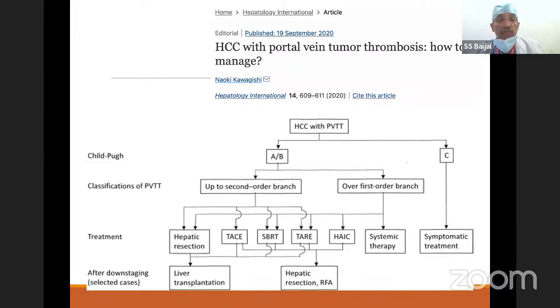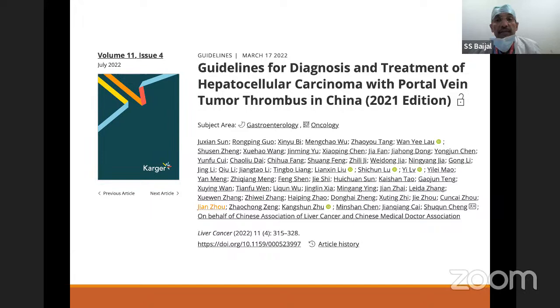And treatments of loco-regional nature using TACE, SBRT, or TAIR were emphasized, and hepatic artery chemo infusion as well, all being pushed towards downsizing, downstaging, trying to get these patients to ablation and transplant, which effectively is now the mindset of most of us as we go deeper into management of advanced liver cancer.